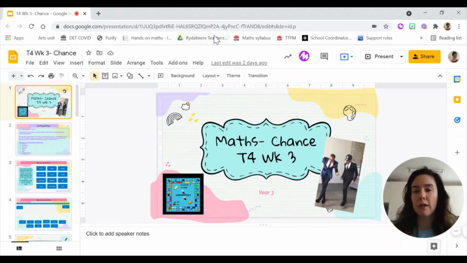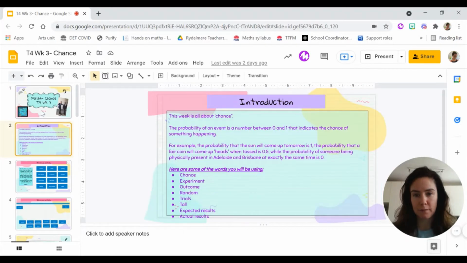Hi guys, we will be looking at chance this week for maths. So this week is all about chance.